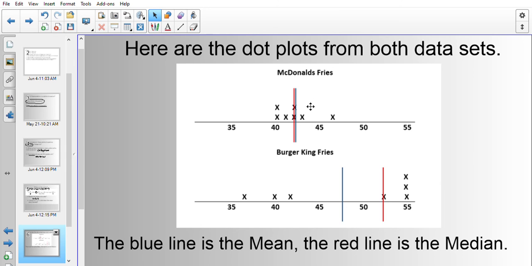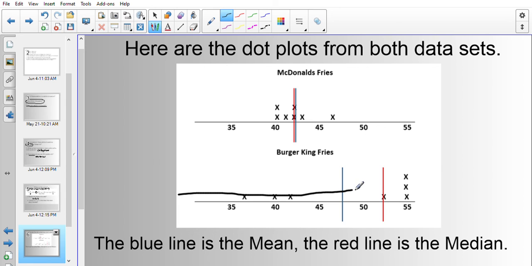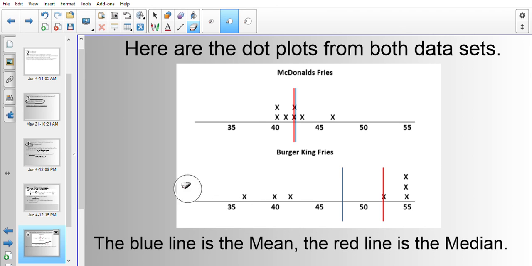So let's take a look at that, right? This top one of the McDonald's fries, right? The median and the mean, or the dot plot, I'm sorry, is rather symmetrical. So the median and the mean, right, are pretty close together. But this bottom graph, notice it, remember we talked about the tail, right? So this one is kind of skewed to the left, right? If it's skewed in any direction, notice the mean and the median are farther apart.